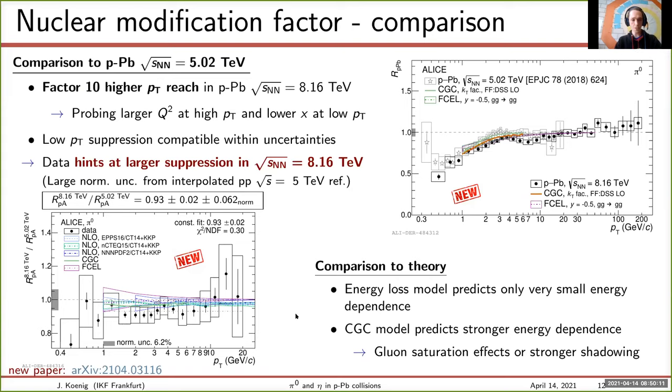We can see that at 8 TeV, we observe a larger suppression than at 5 TeV, but they are still compatible within their uncertainties, also because of the large normalization uncertainty. And if we compare this ratio to theory, we see that the energy loss model predicts only a very small energy dependence, but for example, the color glass condensate model predicts a strong energy dependence of up to 2 to 3%, which would mean that we have gluon saturation effects or possibly stronger shadowing in the nPDFs.